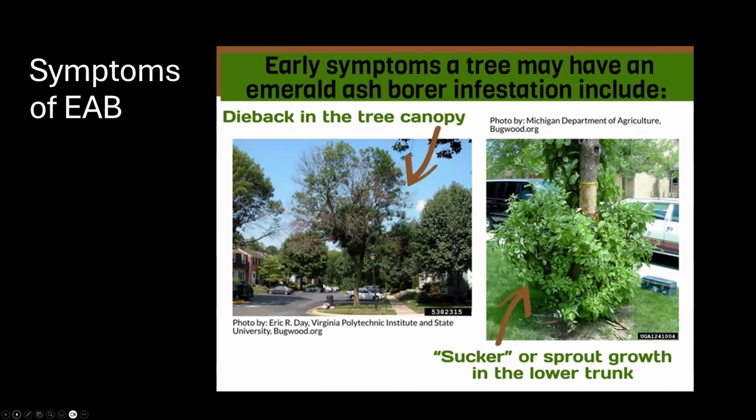So these are some early symptoms you may see on your ash trees. The first one, dieback in the tree canopy, is going to be your indicator. Especially if you see about a third of the canopy dying back, that's definitely a red flag.